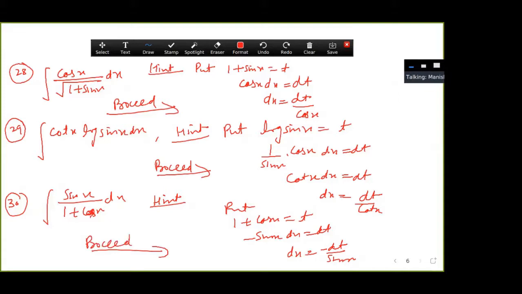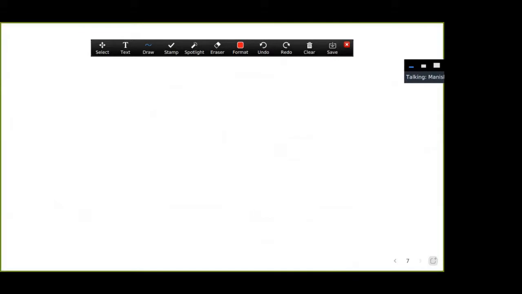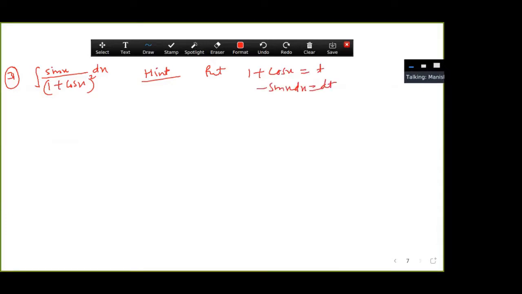Complete your own. Now come to question number 31. Let's write down the hint. An easy question is there. Integration of sin x upon 1 plus cos x whole square dx. Now here is the hint. Put 1 plus cos x equal to t. This is minus sin x dx is equal to dt, or you can say dx is equal to minus dt upon sin x. Now proceed the question.